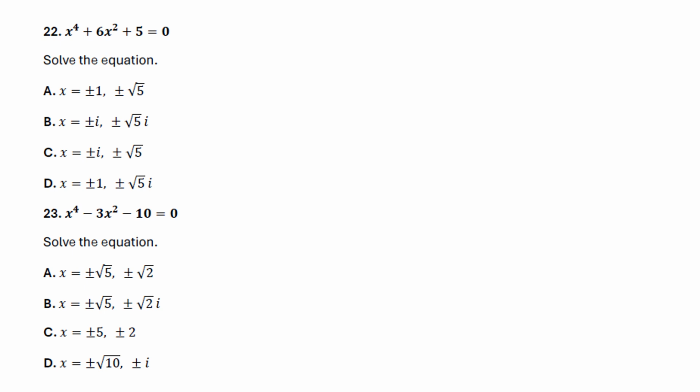If I look at question 22, we have just solved it in the previous slide and our answer came plus minus i and plus minus 5i. Which option? See, they're so confusing. So choose the correct one. Plus minus i and plus minus 5i, which one? Yes, you are right. B is the answer.